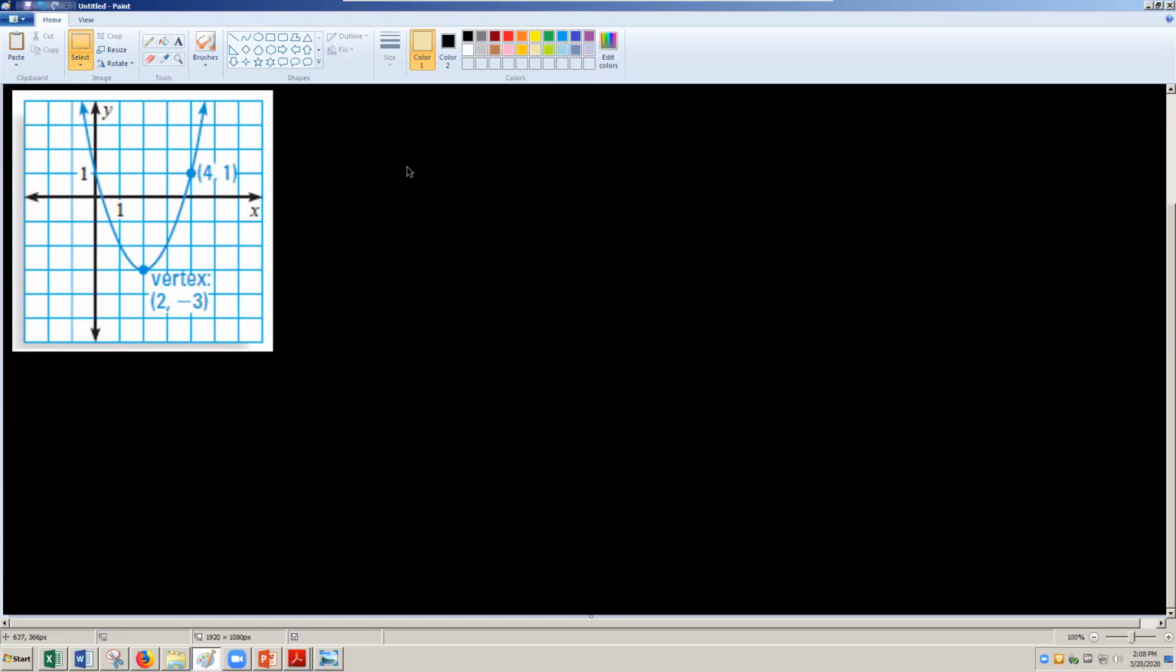So now we have that out of the way, we're going to start with our vertex, which is 2, -3. Now that I have my vertex, the other point that I have, which is on this graph, is 4, 1. So if I've got this vertex and this point, I'm pretty sure there was this thing that Mr. G talked about, vertex form.